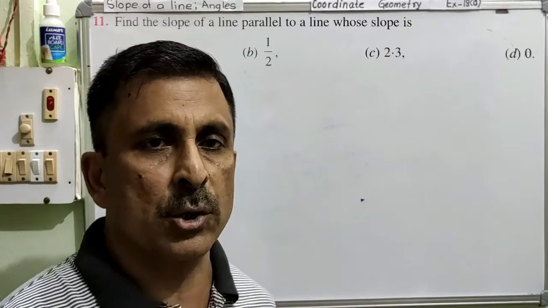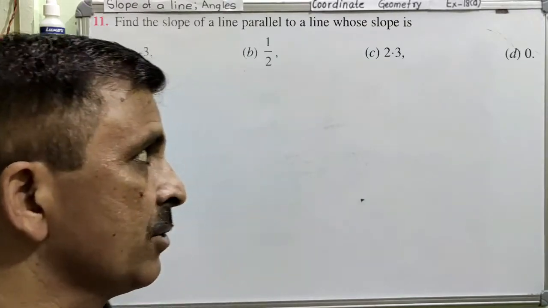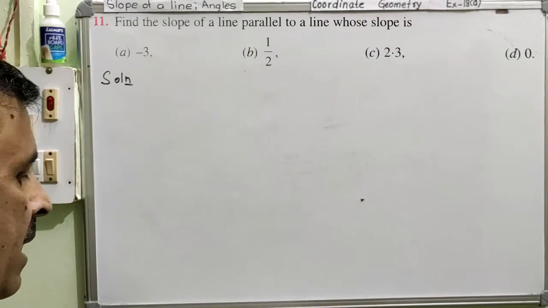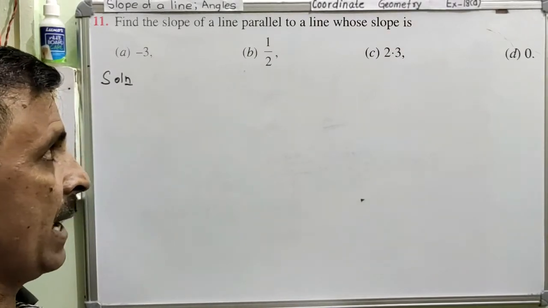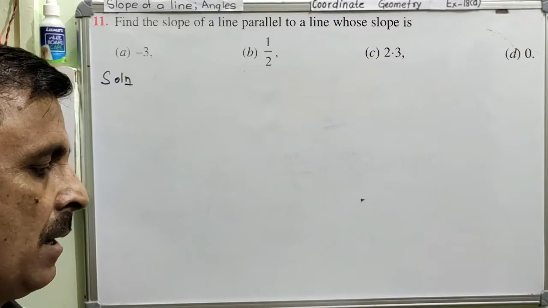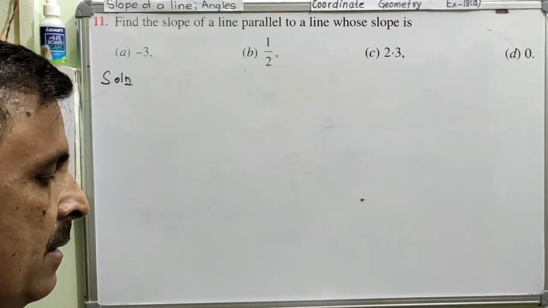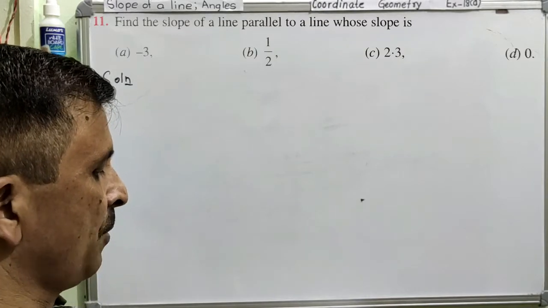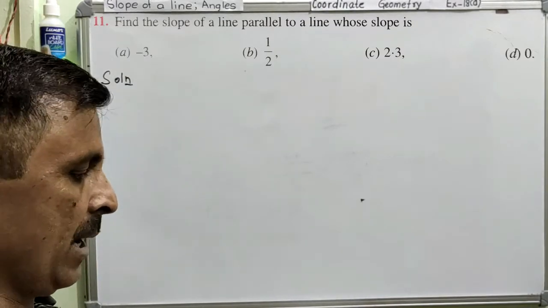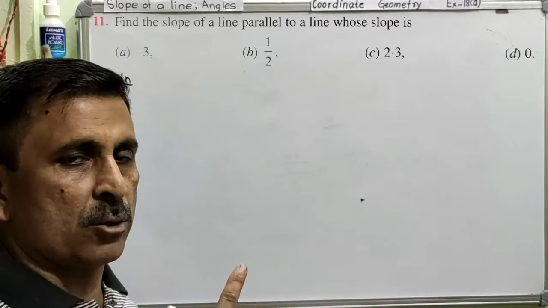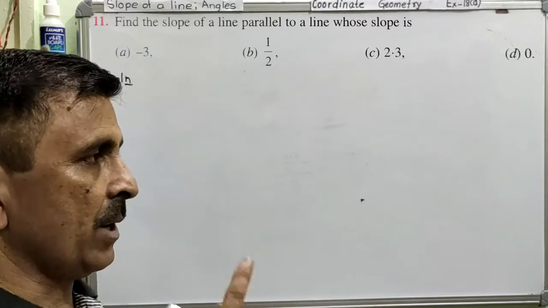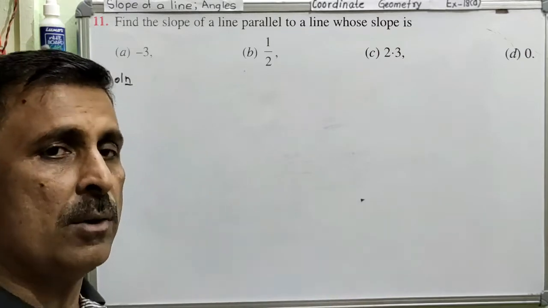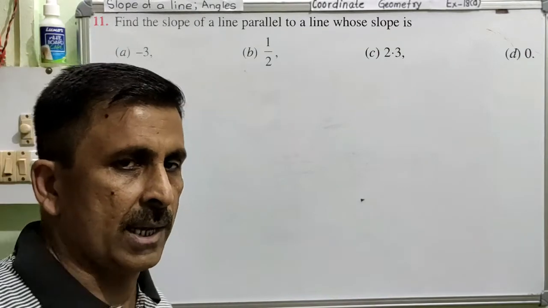Just verbally I will show you question number 11. The question is: find the slope of a line parallel to a line whose slope is so and so. Now you are already given the slope of a line, and the question is to find the slope of a line which is parallel to this line. Clear? So that's very simple.